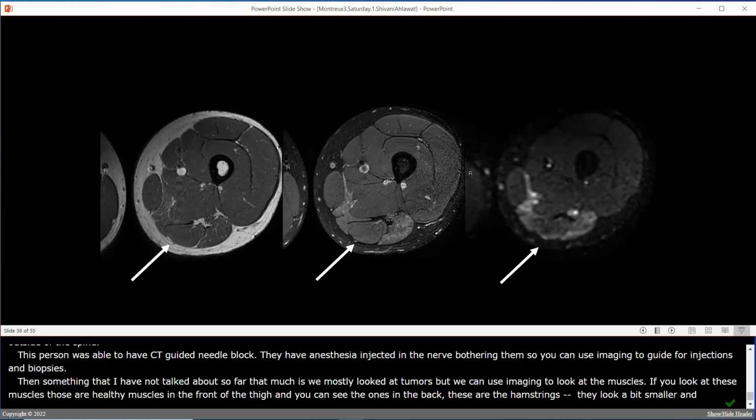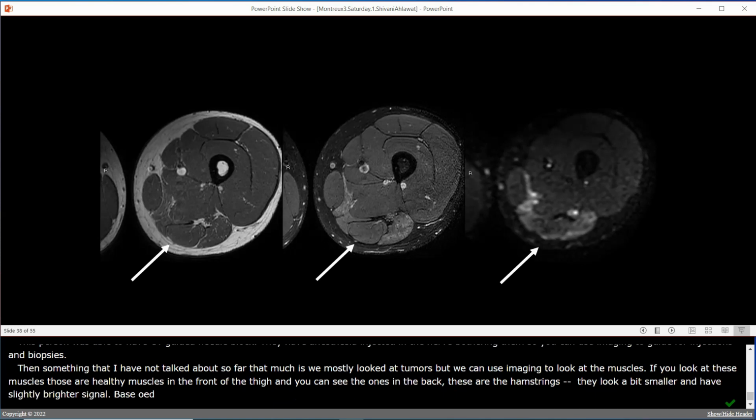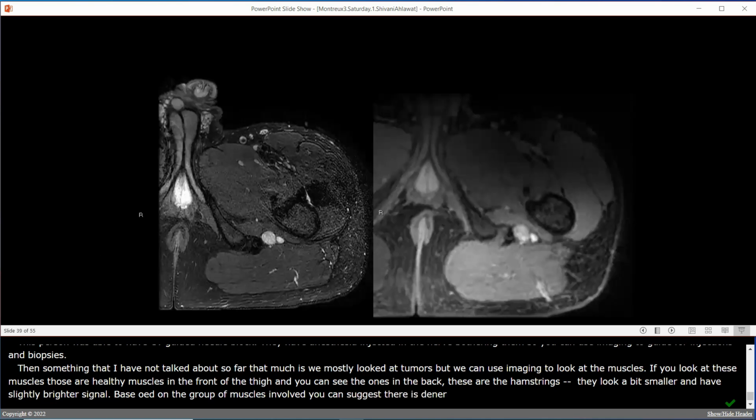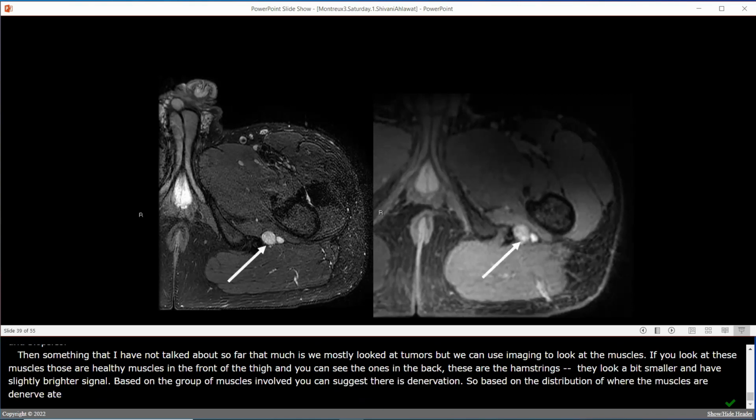Based on the group of muscles that's involved, we can suggest that there is denervation. So MRI can be used to find areas where muscles are denervated. And based on the distribution of where the muscles were denervated, we can look higher up to see whether there is a tumor or not. And so we were able to find this tumor, and this was removed, and this patient did ultimately feel better.